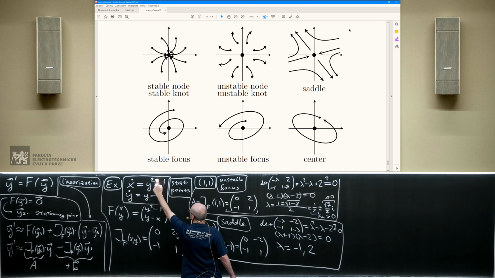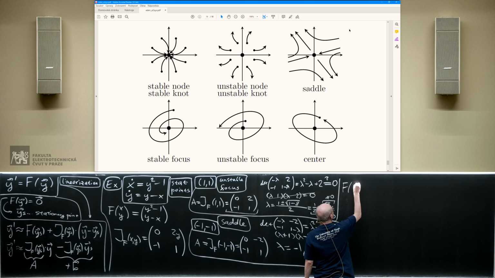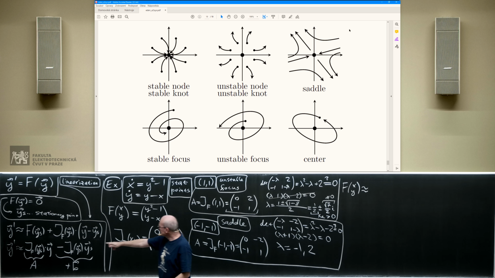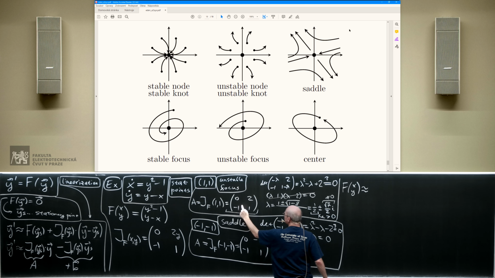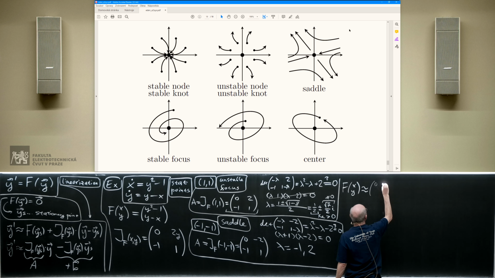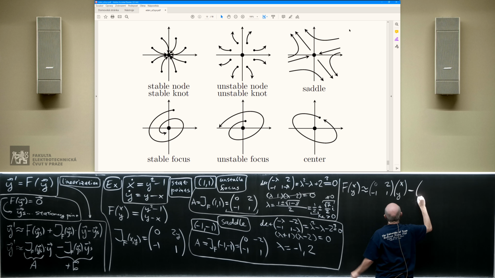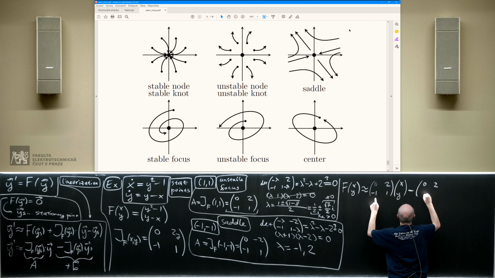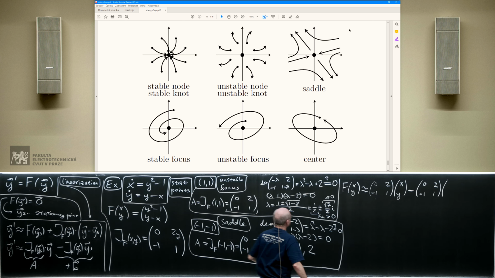Our function f, the right-hand side, gets replaced by the following thing. And I look at the formula over here. I take my Jacobi matrix with the center substituted into it. So it will be the matrix 0, 2, -1, 1. And this one multiplies the unknown vector, xy. Then there is minus this matrix multiplying the center, which is my stationary point, 1, 1.